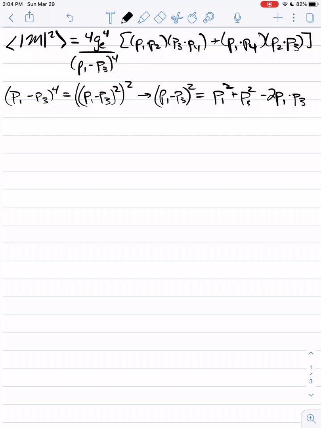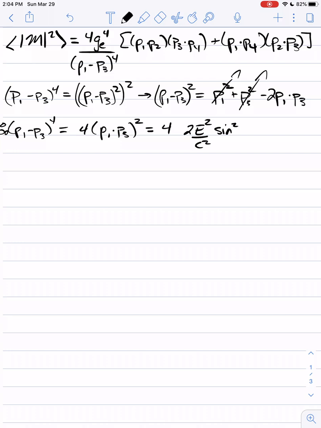But we know from the invariance that P1 squared is equal to m squared c to the 4th, so that's 0. And P3 squared, same thing, that's 0, because we're in the high energy limit here. And so therefore, P1 minus P3 to the 4th is equal to 4 times P1 dotted with P3 squared. And we just worked that out above. P1 dotted with P3 was just equal to 2e squared over c squared, sine squared theta over 2, and everything there is squared.